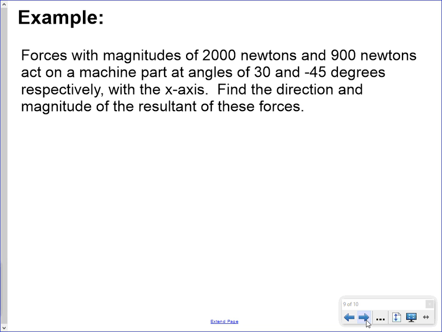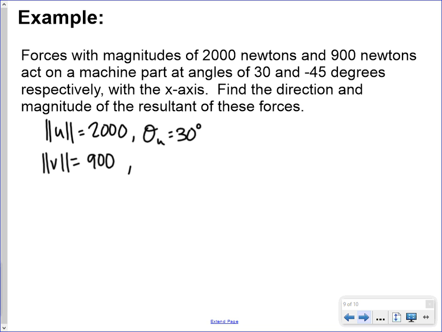So I have two different issues happening, right? So I'm going to think about two different vectors. I'm going to think about a u and a v. So I'm going to say that the magnitude of u is 2,000 and the magnitude of v is 900. And then they act on the machine at angles of 30 for u and, sorry, negative 45 for v. What's that be? 315? Yes.